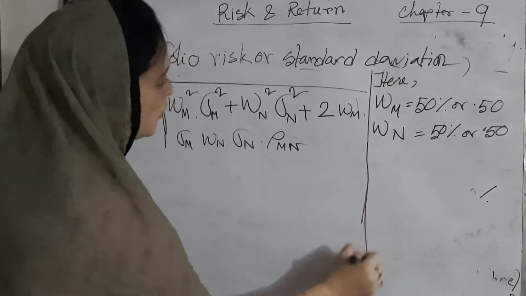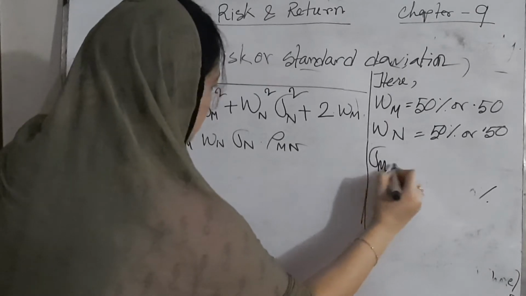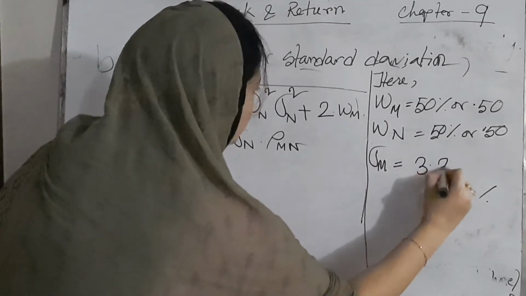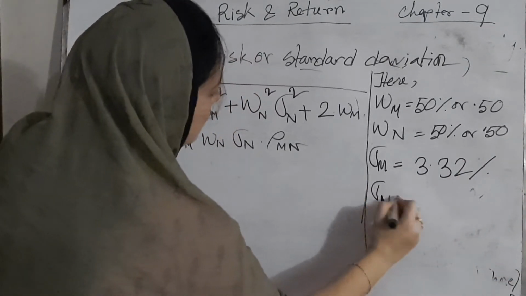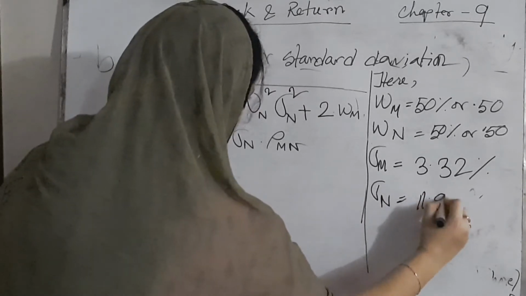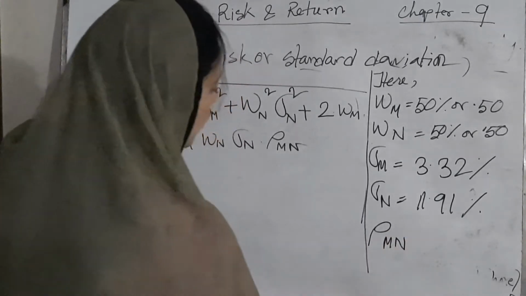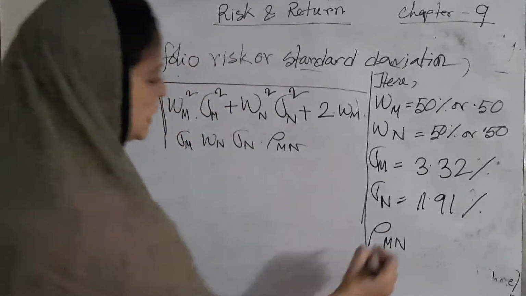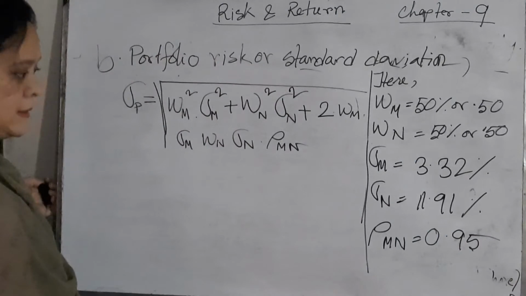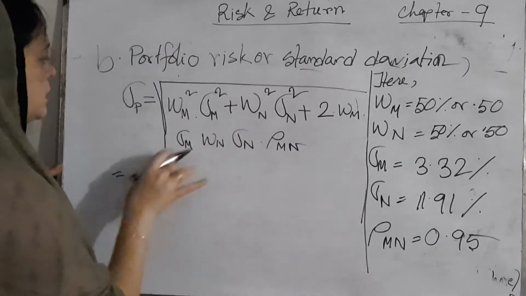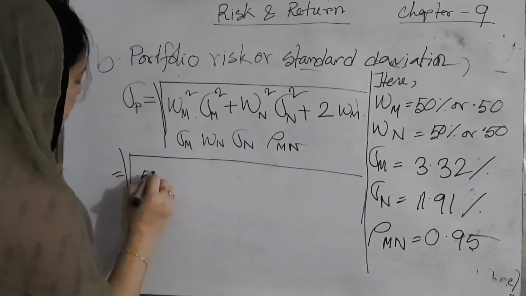Now I am writing all the values. Sigma M equals 3.32 according to the STEM. Sigma N equals 11.91, and rho M N, the correlation of both projects, is 0.95 as given in the STEM. Now I am putting all the values here.